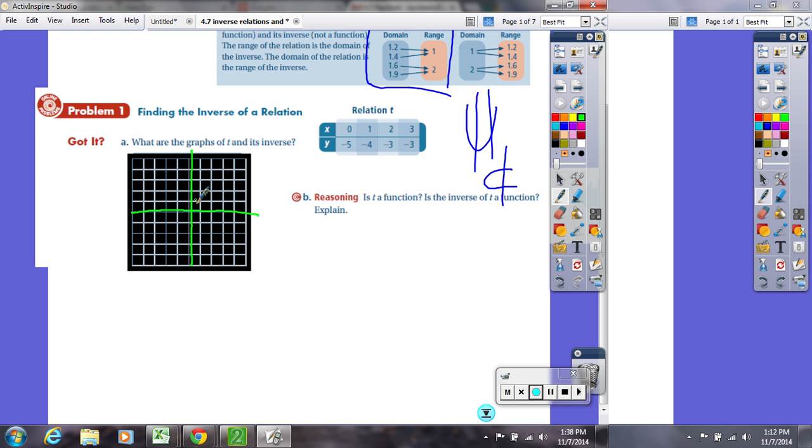0, 5, 1, 2, 3, 4, 5. Now the whole graph is getting... It's just a relation. A relation's not a graph. It's a bunch of points. So I have 2, negative... 3, negative 4.